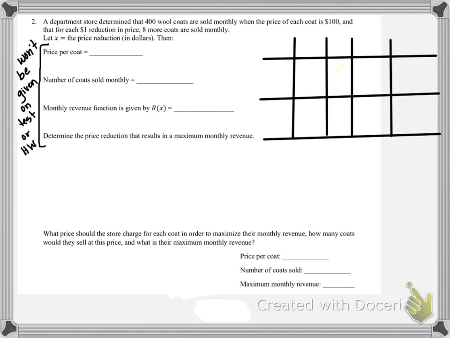So we have a price and a quantity. Those are the things we're dealing with. We're given an initial price and quantity, and then they're both either going up or down by some amount, some change. And then what we end up with is our new price or quantity. That's going to be the expression that we use to write our revenue function.